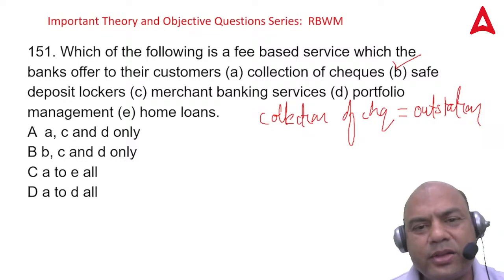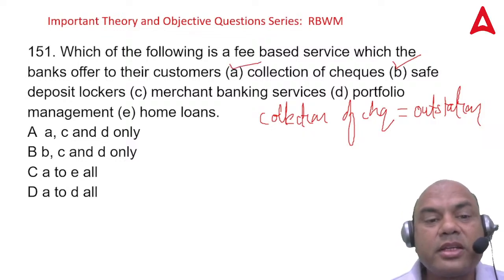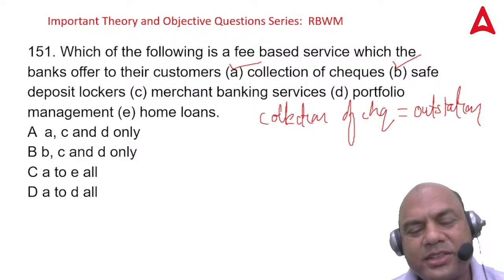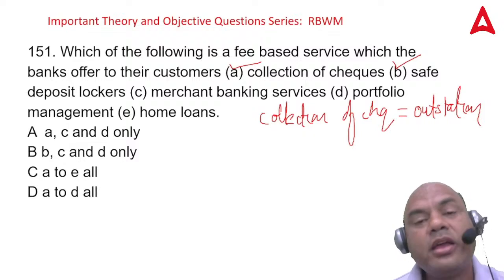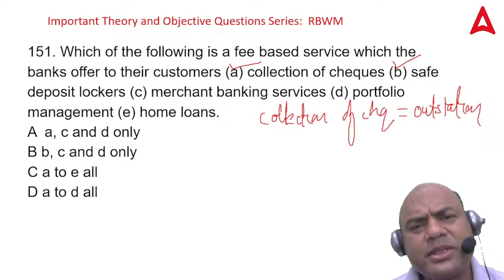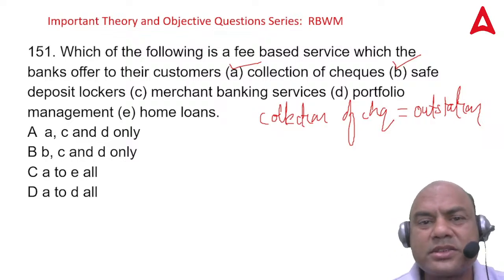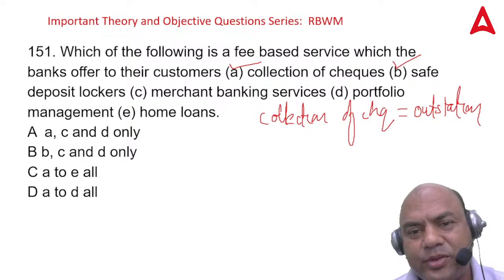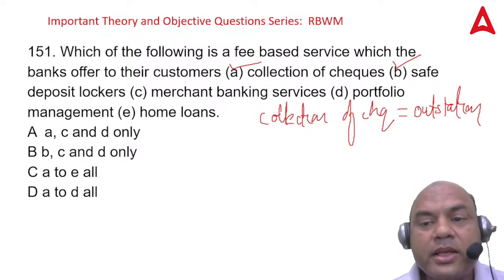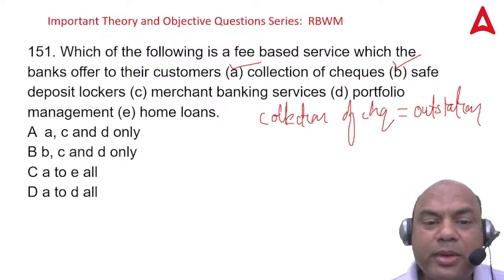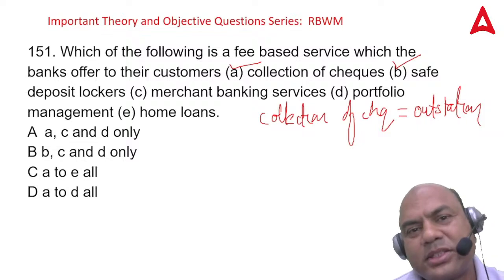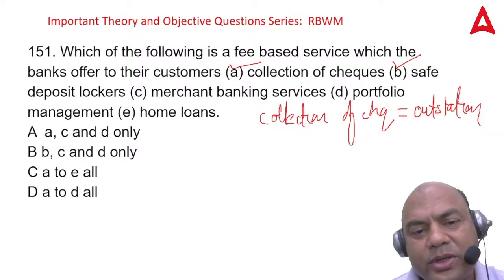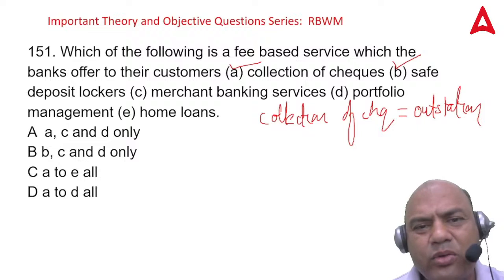After all, that is a part of your fee-based income, but practically it's not there. But in the books for your JIB exam, it is there. In your JIB exam, they still ask you about outstation checks. Why, I don't know, but they ask you. So that's why you have to remember. Safe deposit locker, yes. Merchant banking services. You'll say, sir, what is this merchant banking? I've heard it for the first time. What is merchant banking? I don't know.